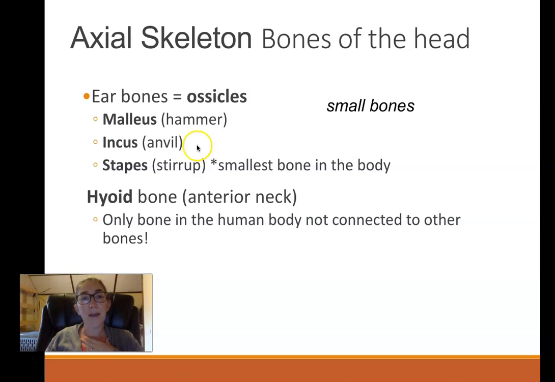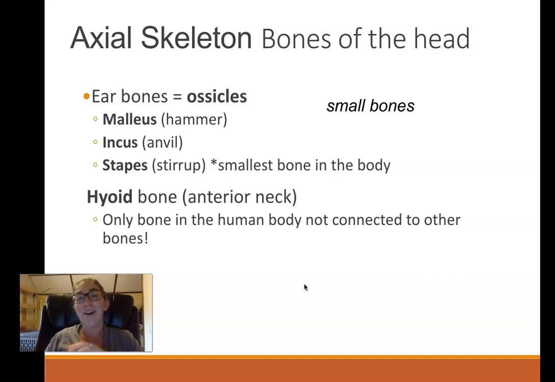Some other bones in the head, besides the cranial bones and the facial bones, include the ear bones. These are called the ossicles, literally meaning small bones. Os or osseo or osteo are all combining forms that mean bone, and icle is a suffix that means a small thing. Me being a Harry Potter fan, I always think of Fred and George, the jokey brothers of Ron Weasley, who used to call him Ickle Ronniekins as a dig.